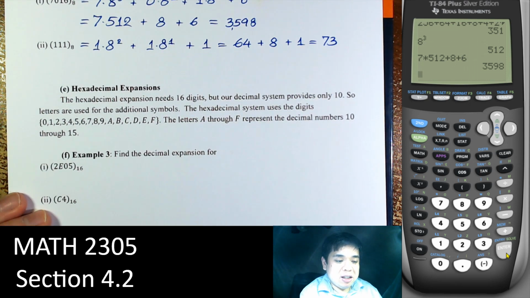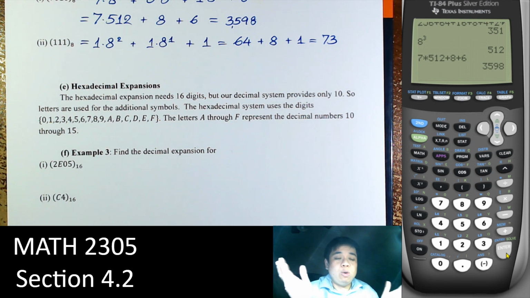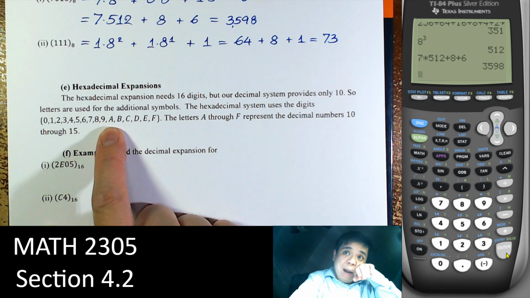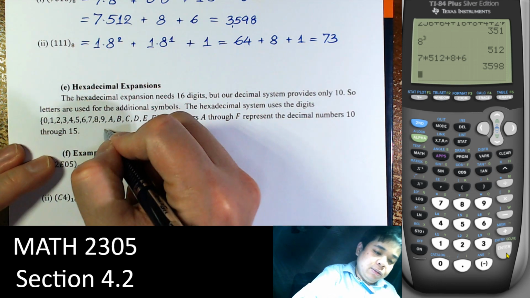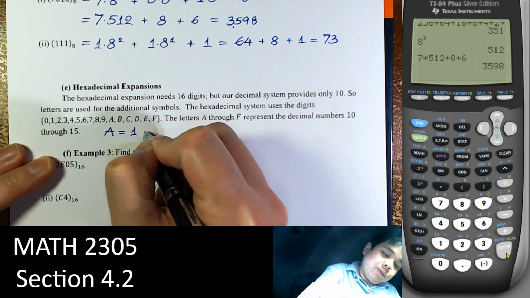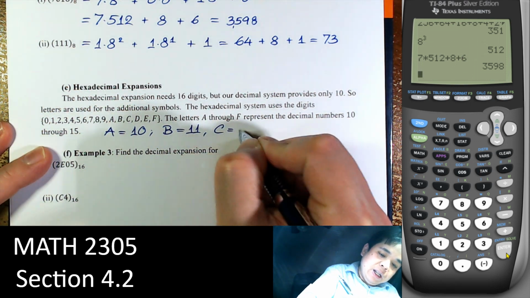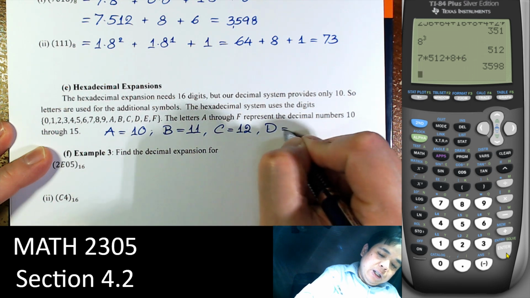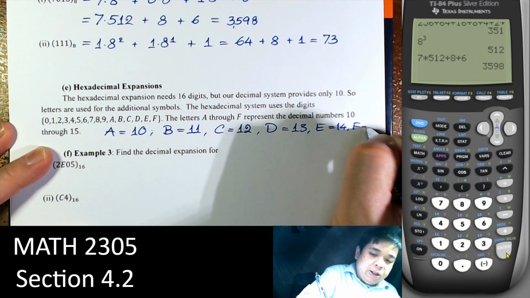Now next, base 16. Base 8 is okay, but with base 16 the problem is that we need 16 different digits. We have 0 to 9, that's only 10. So in that case, we use capital letters: A stands for 10, B is 11, C is 12, D is 13, E is 14, and F is 15.